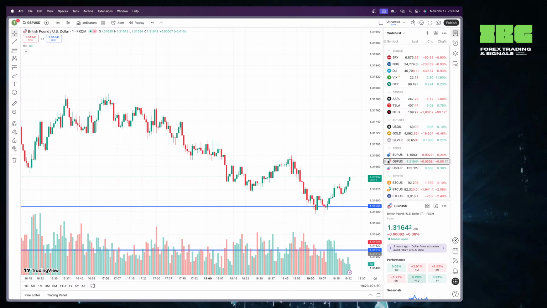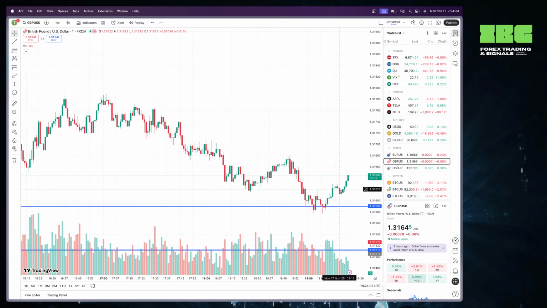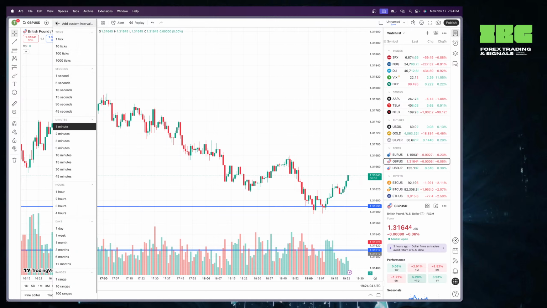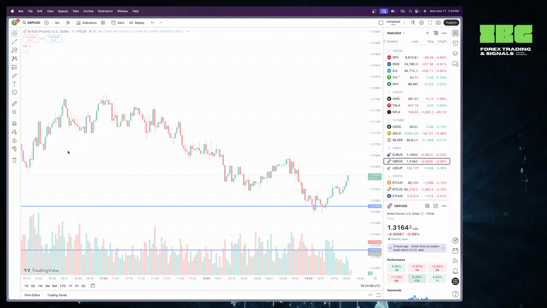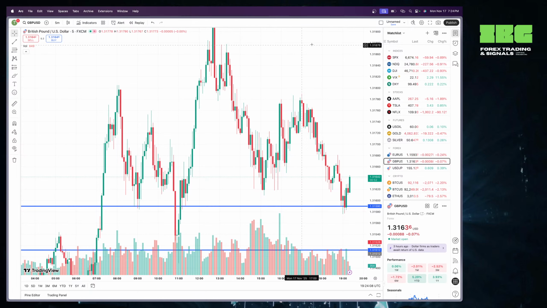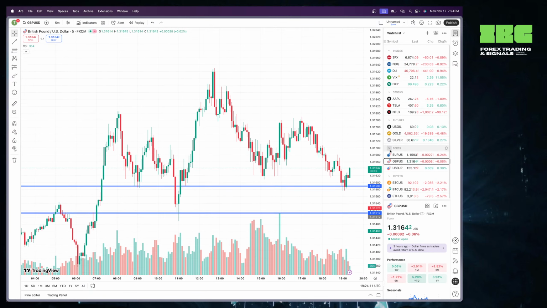So each one of these blue or red bars is called a candlestick. Each candlestick here represents a minute. If you want to change, let's say we want to work with 5 minutes, once you select 5, it means that each candlestick right now is a 5-minute timeline.